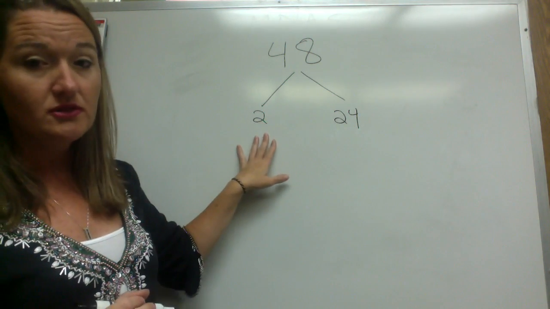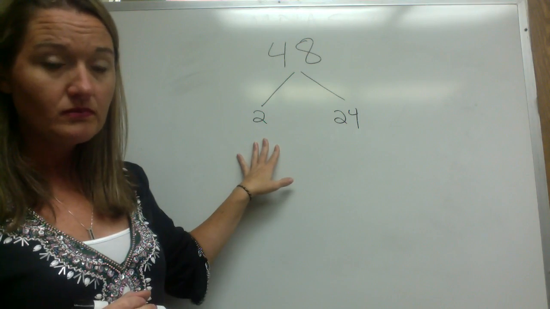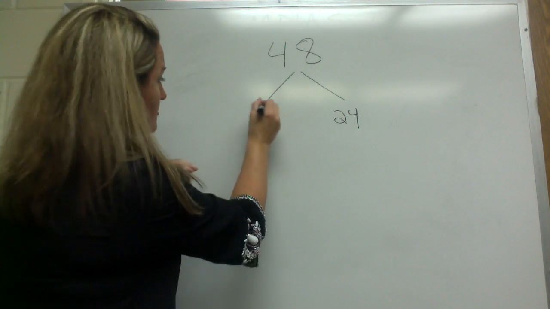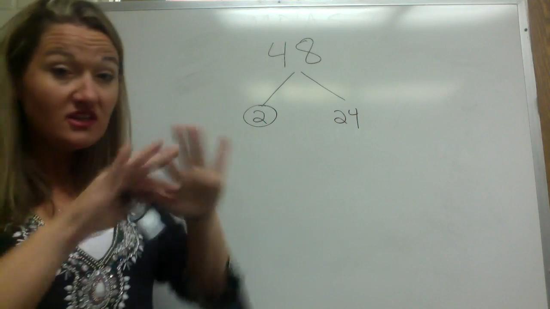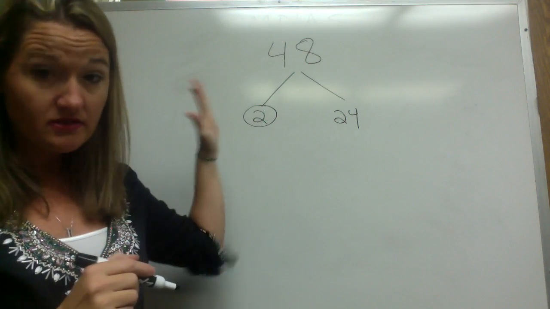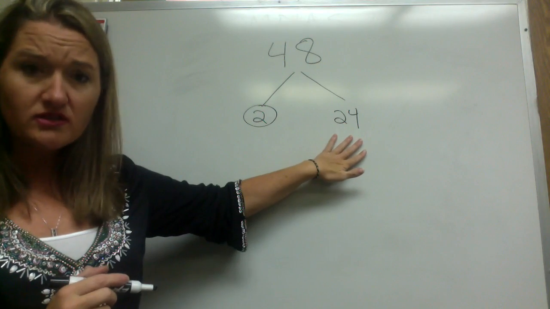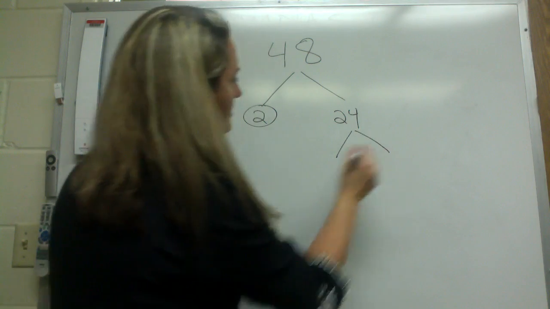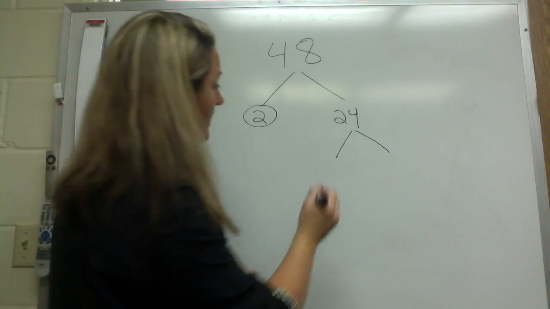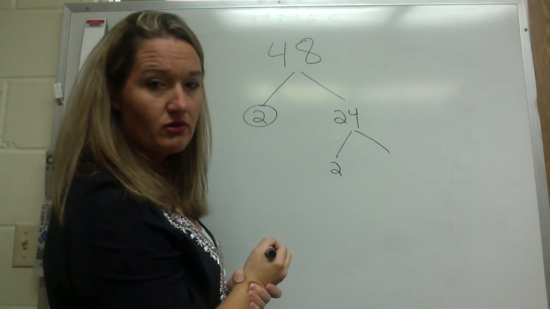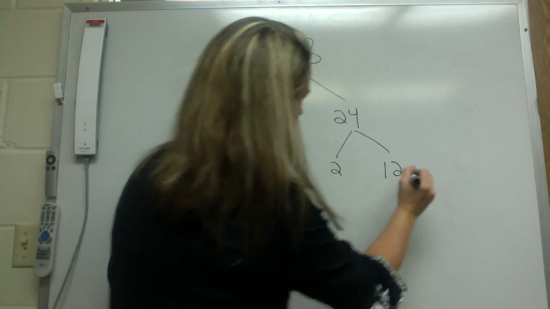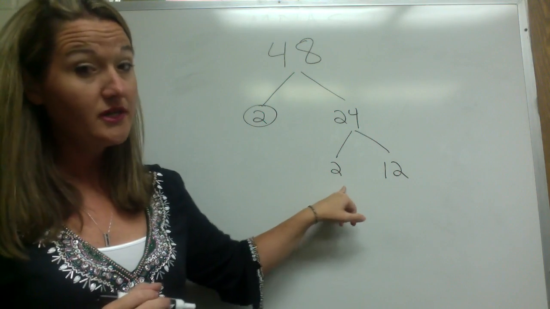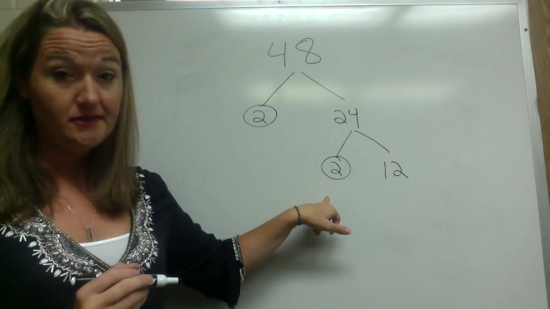So let's look at these numbers. Are either of these numbers prime? The 2 is, right? Remember, 2 is the only even prime number. So if that's prime, I'm going to circle this. I can't break this down, there are no other factors that go into that. It's done. Now 24. Can I break this down a little further? Are there factors that go into 24? Yeah. It is an even number, so I'm just going to go with 2. 2 times what is 24? 12. So we're going to look at these numbers, 2 and 12. Are either of these prime? I'm hoping you're saying yeah, the 2 is. So I'm going to circle it. That branch is done.